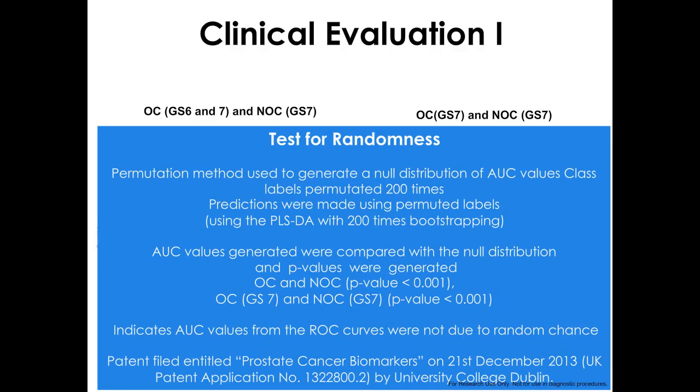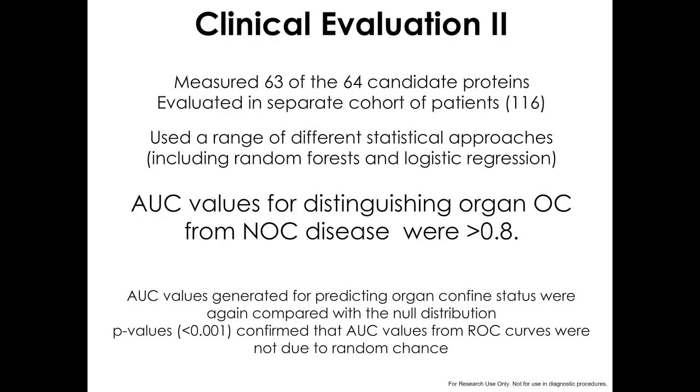On the basis of that, the university filed a patent on those prostate cancer biomarkers, and that was in December of 2013. We then developed the assay further and, as I said before, moved that to 63 proteins, so measuring 63 of the 64 candidate proteins in a separate cohort of patients, again a modest-sized cohort, and using a range of different statistical approaches. Again, the AUC values were around about 0.8. So I suppose that's given us sufficient confidence that we have identified some proteins that can discriminate organ-confined from non-organ-confined disease, and that we may have a solution to the need that we'd identified.